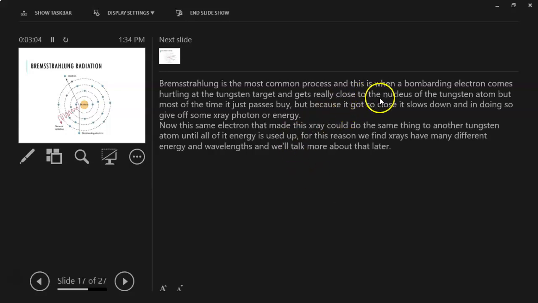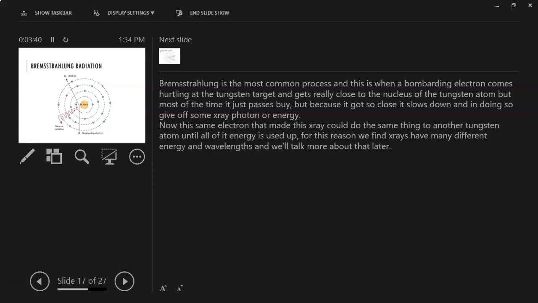It's the most common process, and this is when a bombarding electron, which is what we call the electron that's flying across to the anode, comes hurtling to the tungsten target and gets really close. So now we're going back into atoms again. This is what's happening in the atoms. The electron gets really close to the nucleus of the tungsten atom, but most of the time it just does a flyby, passing by another orbiting electron.